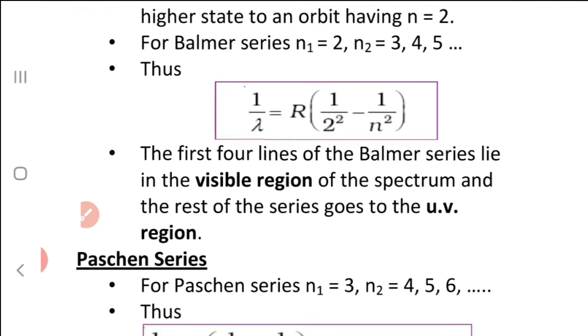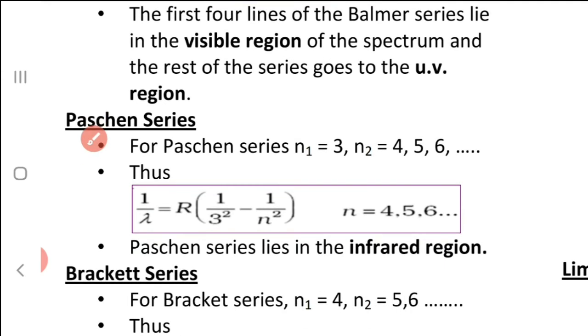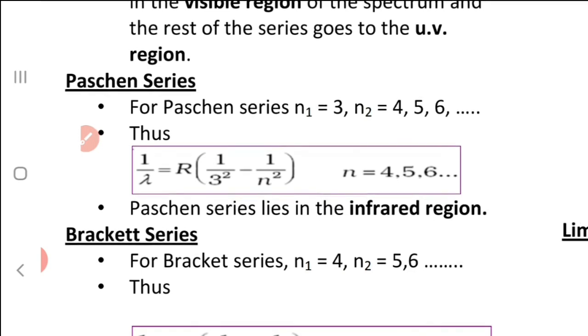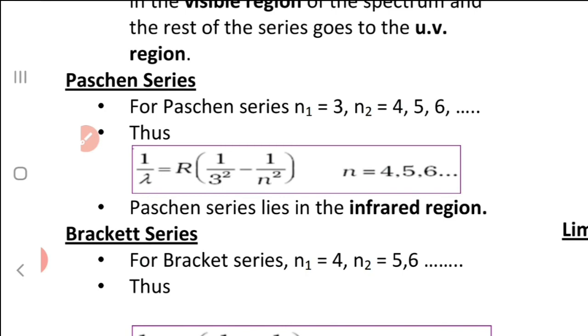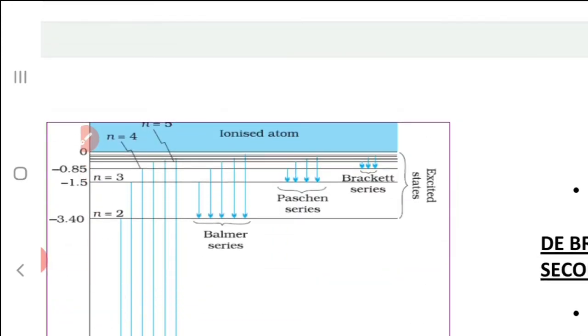Now coming to Paschen series. For Paschen series, n1 equal to 3 and n2 equal to 4, 5, 6, etc. So we have the equation 1 by lambda equal to R into 1 by 3 square minus 1 by n square, where n can take values 4, 5, 6. And this Paschen series belongs completely to the infrared region. So in the diagram, we know the transition from higher energy level to the second excited state, that means n equal to 3 level, shows Paschen series.